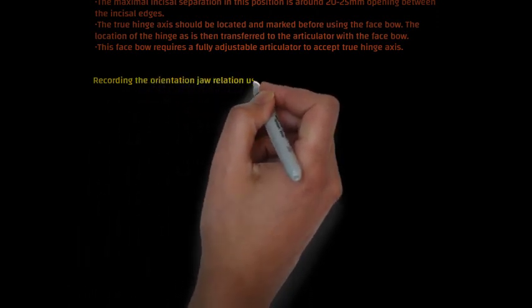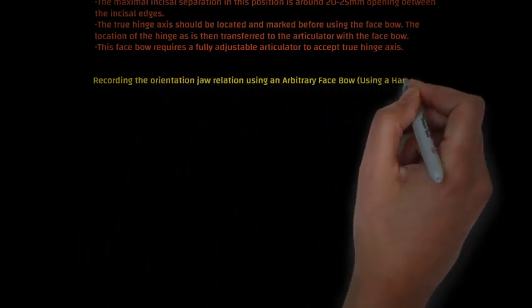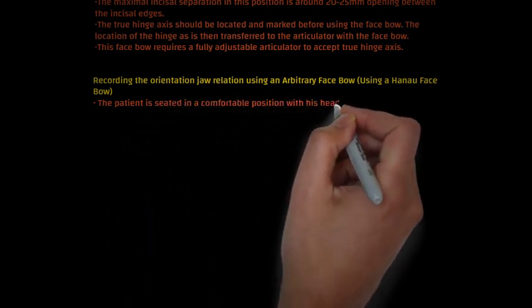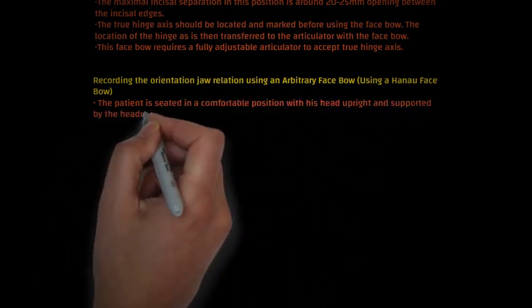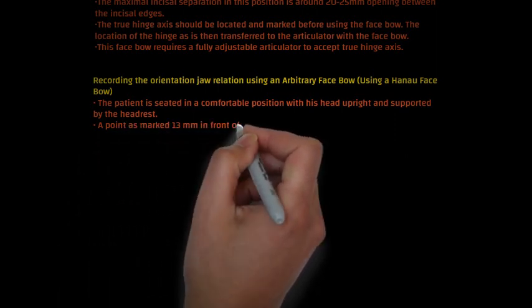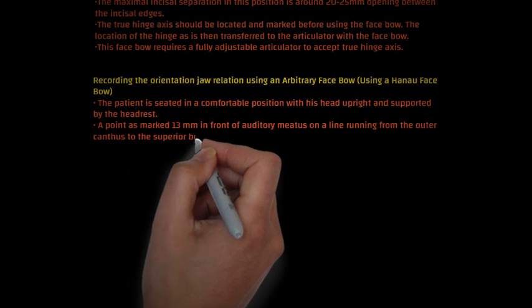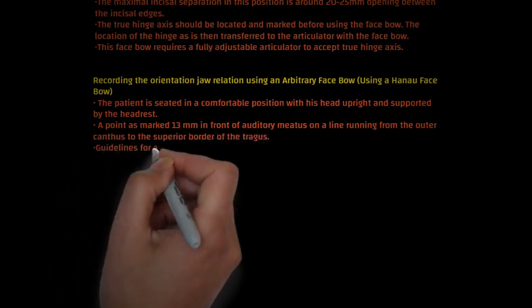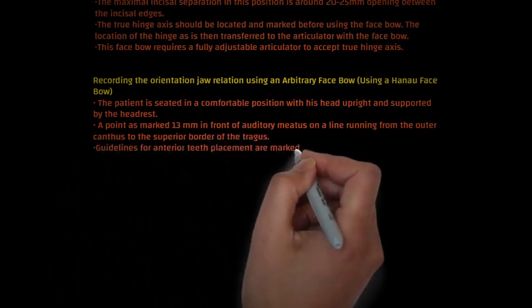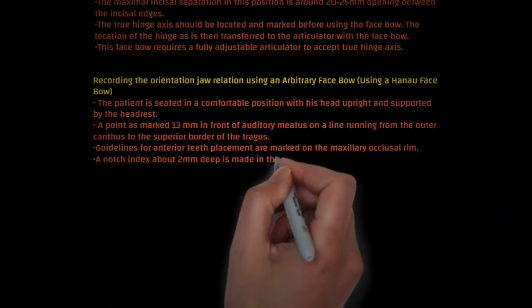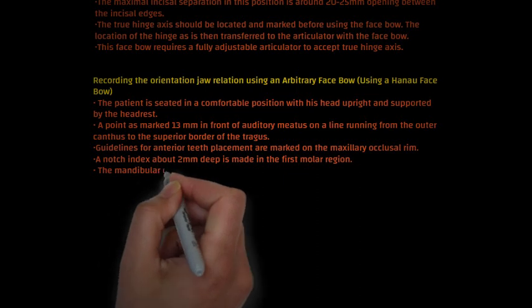Recording the orientation jaw relation using an arbitrary face bow. Using a Hanau face bow. The patient is seated in a comfortable position with his head upright and supported by the headrest. A point is marked 13 mm in front of the auditory meatus on a line running from the outer canthus to the superior border of the tragus. Guidelines for anterior teeth placement are marked on the maxillary occlusal rim. A notch index about 2 mm deep is made in the first molar region.